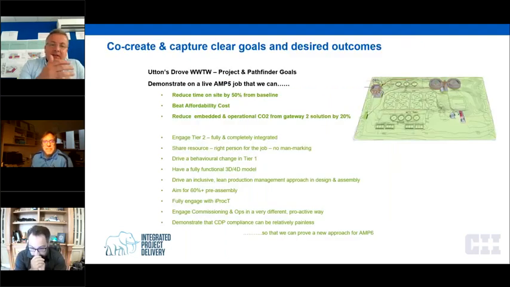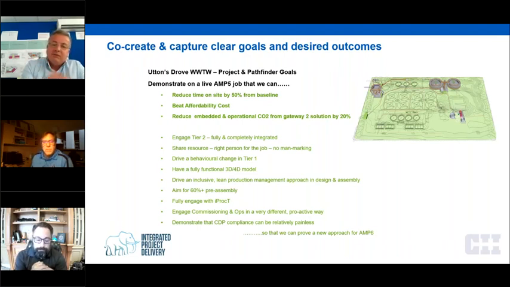So to me, this is really quite eerie listening to Robin's stuff, because there's a lot of commonality. Capturing clear goals and clear desired outcomes for the project is important. This one was for a client, Anglian Water. They're building a new Pathfinder wastewater treatment works, with a big carbon agenda. They wanted to reduce their embedded and operational carbon, reduce their time on site by 50%, and significantly reduce their costs. Around about 15% is what the affordability ratio was.